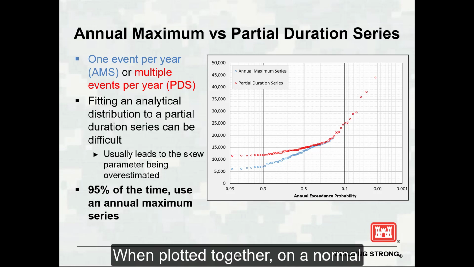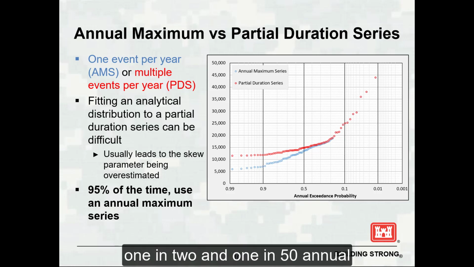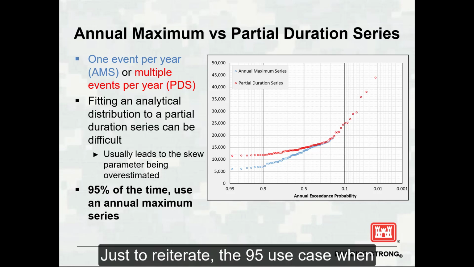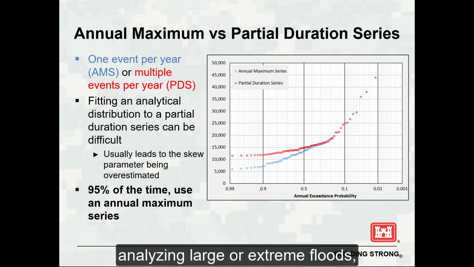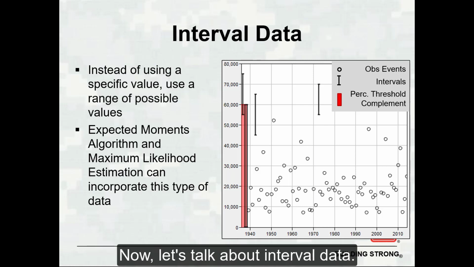When plotted together on a normal probability axis, these two types of data for the same location and time window commonly merge somewhere between the 1 in 2 and 1 in 50 annual exceedance probability. Just to reiterate, the 95% use case when analyzing large or extreme floods will be to use an annual maximum series. Now let's talk about interval data.